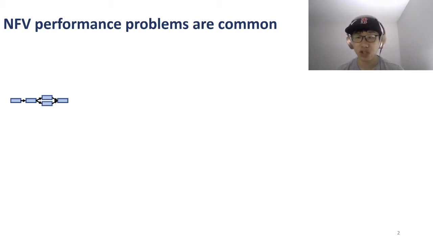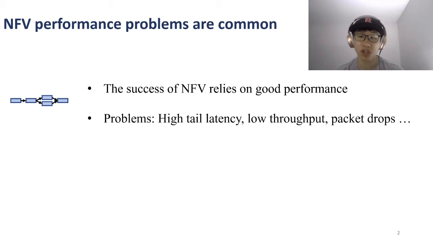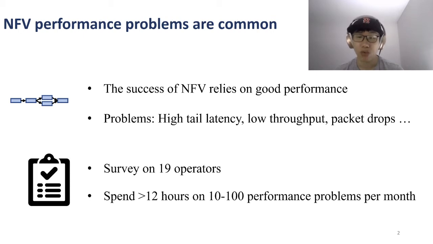Network function virtualization, NFV, has brought about a lot of benefits, like flexible deployment and easier development. But the success of NFV relies on good performance, because it runs in software. In real deployment of NFV, network functions suffer from performance problems like high tail latency, low throughput, and packet drops. Our survey with 19 network operators showed that many operators spend more than 12 hours on 10 to 100 NFV performance problems per month.